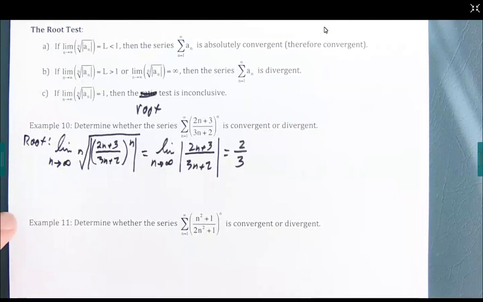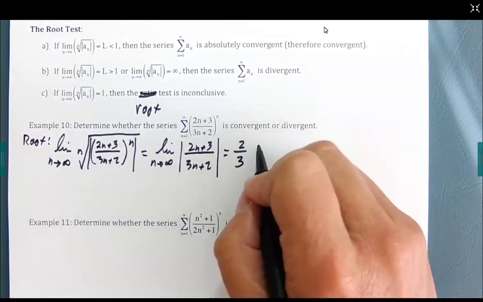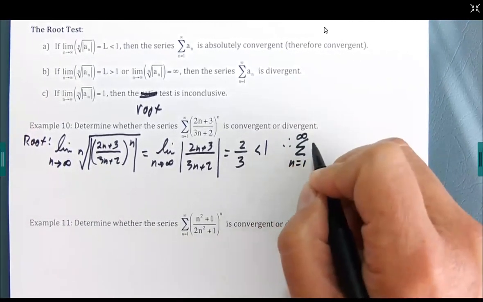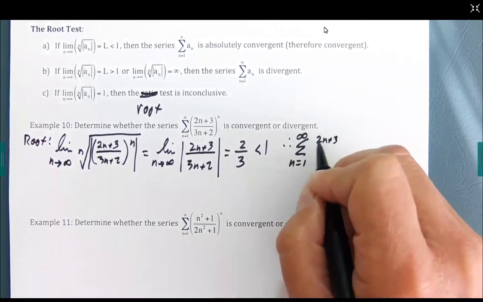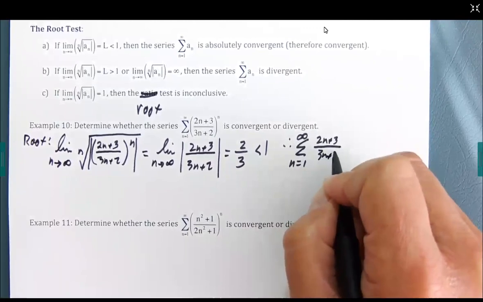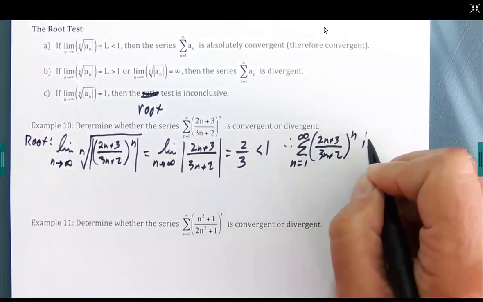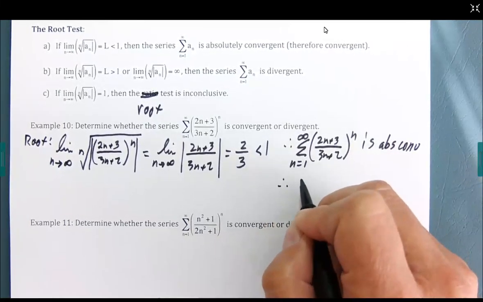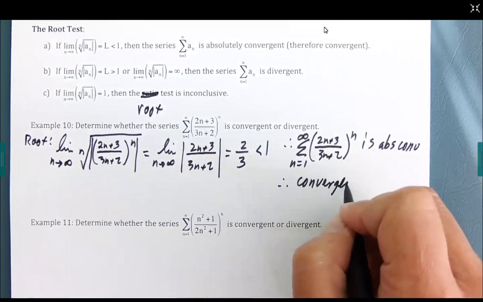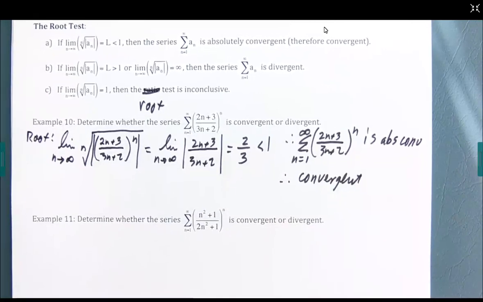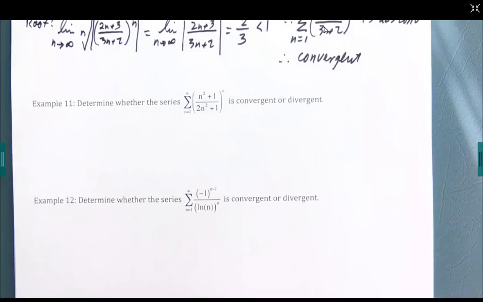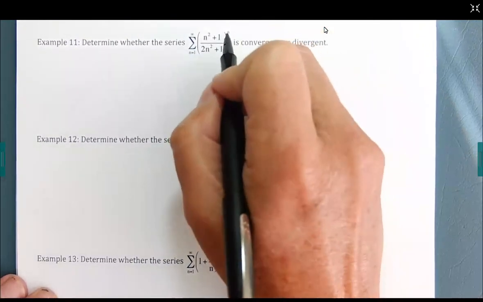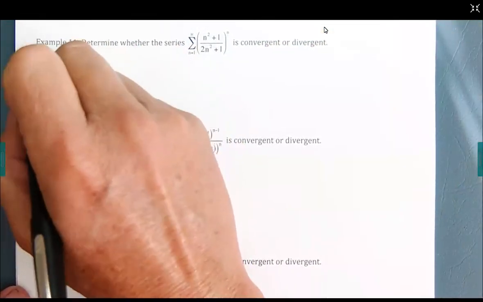And the big thing is, is this limit less than 1, bigger than 1? This is less than 1. Therefore, our overall series is absolutely convergent and therefore convergent, which is the goal. So later we'll learn we want things to be convergent. It makes things much nicer. Now you'll note this is to the n power. That's screaming out, let's use the root test.